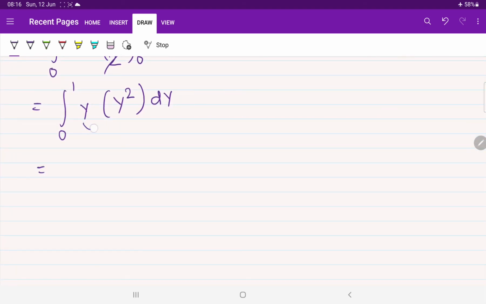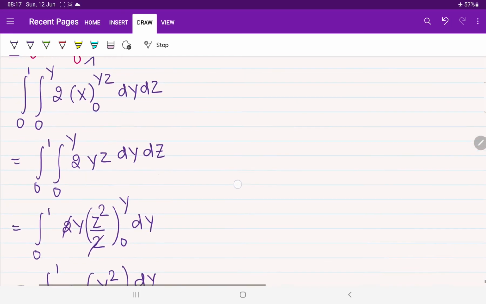Finally, y square times y becomes y power 3. If we integrate y power 3, it gives y power 4 upon 4. The limits are traveling from 0 to 1. The upper limit gives us 1 by 4. The lower limit gives us 0, so once again we ignore the effect of the lower limit. This is the final answer for the given triple integration.